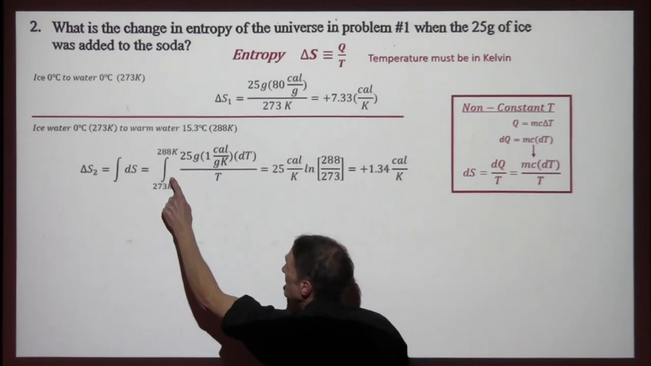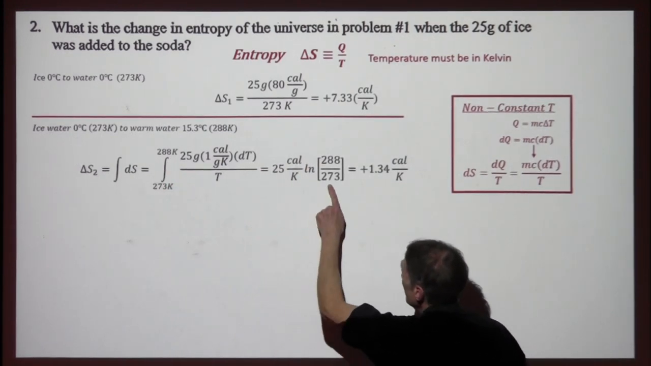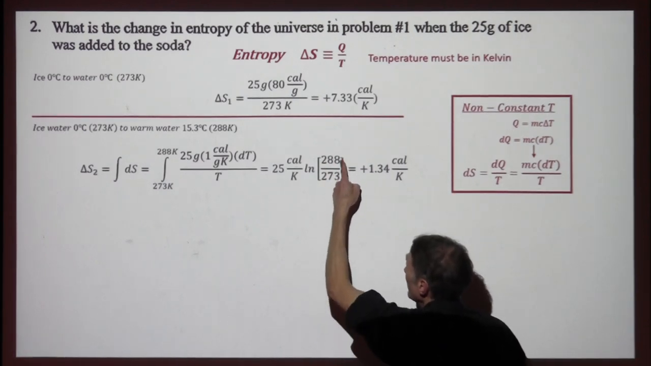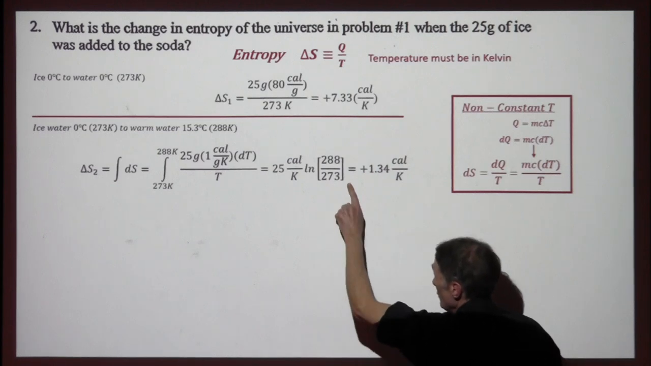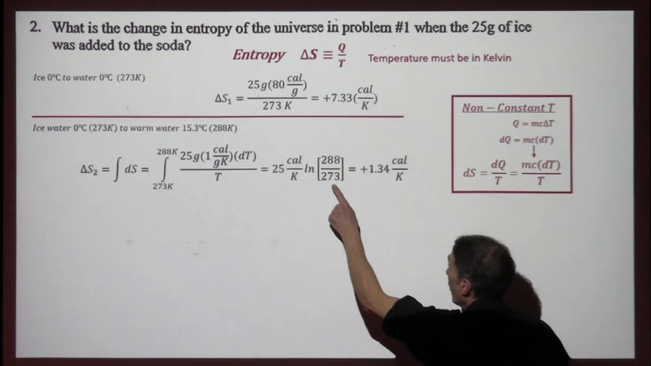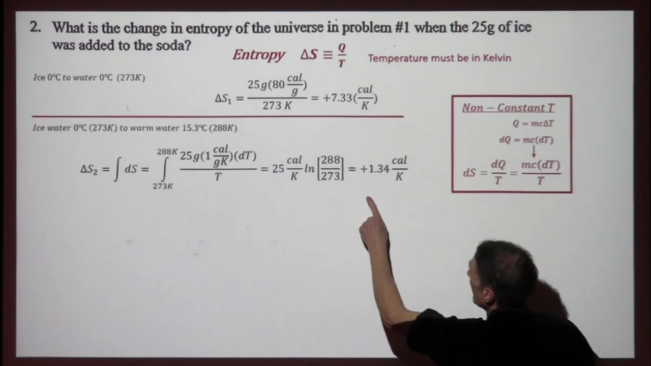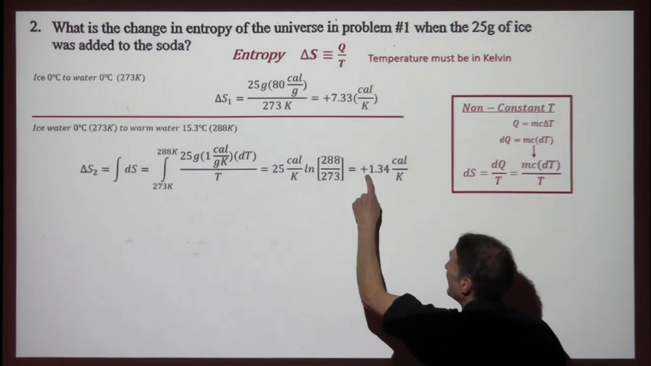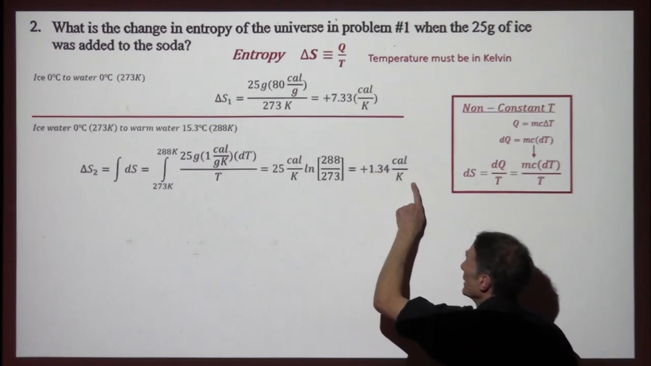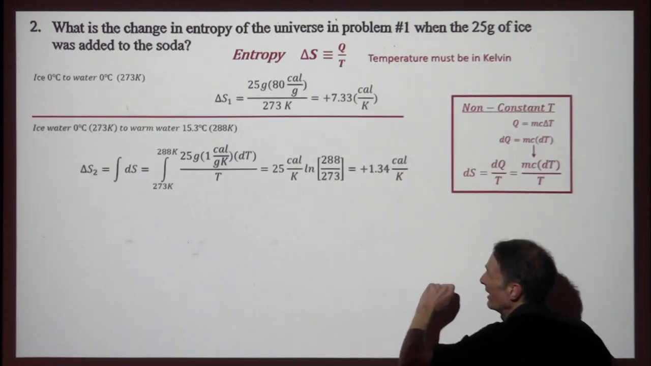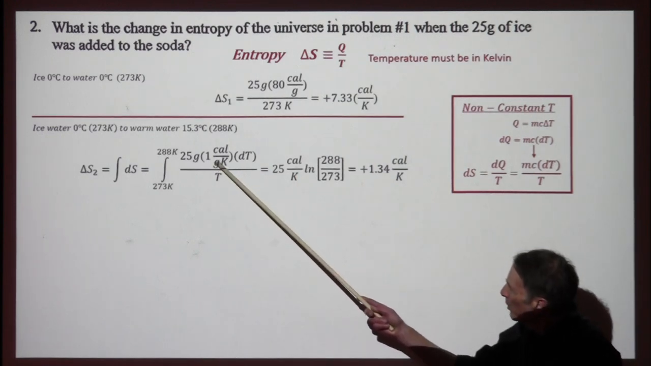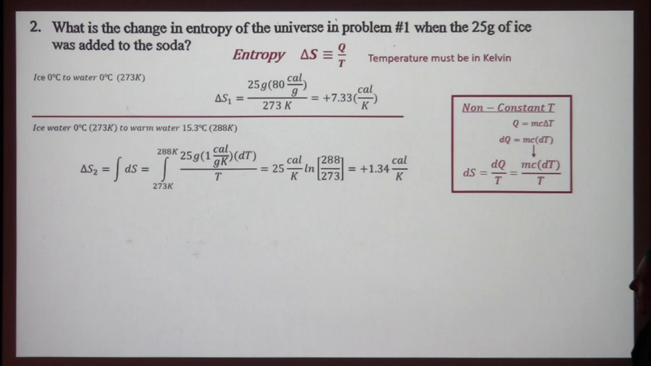And then my limits here are 288 and 273. They, too, have to be in K, even though the K's cancel. It's just the ratio of those that has to be the ratio of the Kelvin temperature. And then we end up with a change in the entropy. Again, it's positive, 1.34 calories per Kelvin. And so I needed that for my units to work out. So hopefully you're not bugged by that too much.